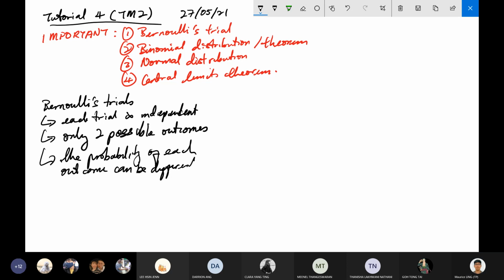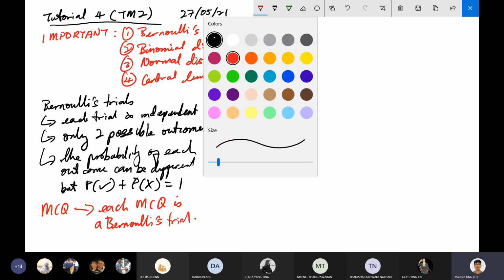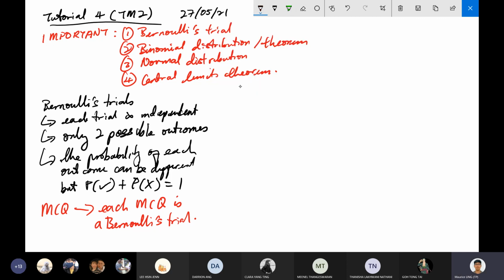But the probability of correct plus the probability of wrong must equal 1. Okay, correct plus wrong must equal 1. So that's a Bernoulli's trial, essentially. So indirectly, we are saying that things like your MCQ question, each MCQ is a Bernoulli's trial. Hopefully. All right.